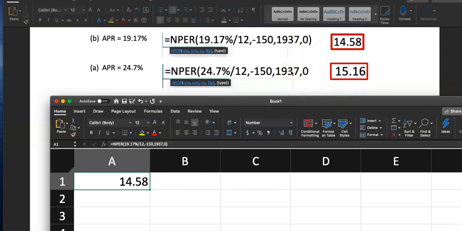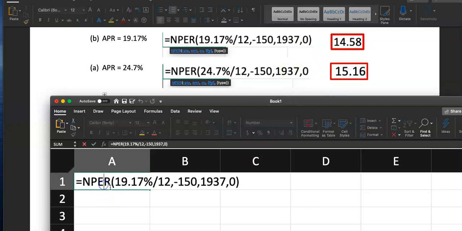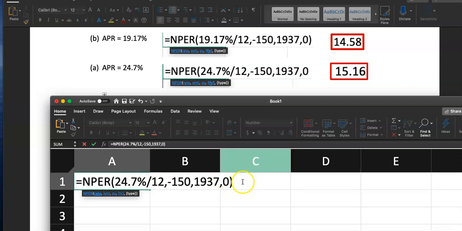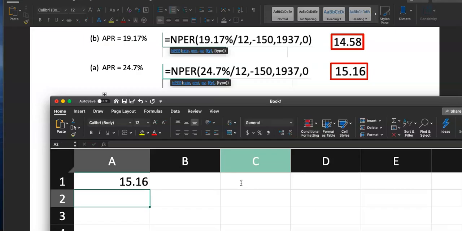And the very last one, the APR is higher. Now remember, with the higher interest rate, our debt is growing at a faster rate, right? So we're gonna have to pay a little bit longer. So I'm just gonna change the APR to 24.7. Everything else stays the same, right? And I hit enter. That's how we get 15.16 payments. Now.